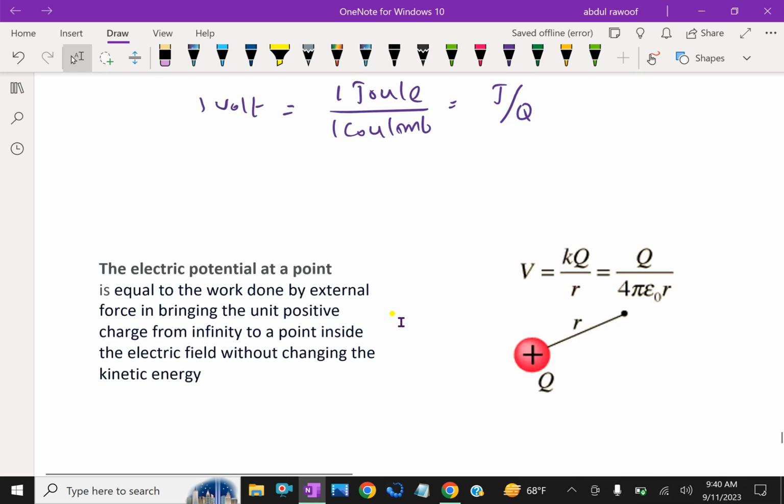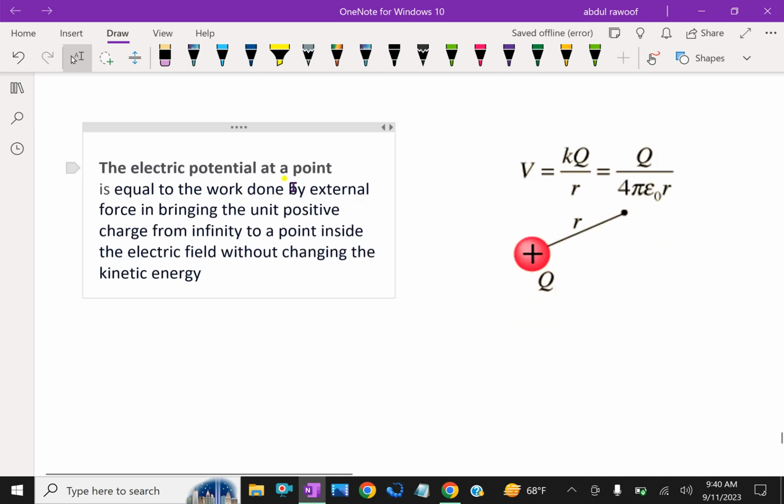Now we'll discuss electric potential at a point. It is equal to the work done by an external force in bringing a unit positive charge from infinity to a point inside the electric field without changing the kinetic energy. Look at here, V equal to KQ by R, where K is 1 by 4 pi epsilon 0. Therefore, V is Q by 4 pi epsilon 0 R, where Q is the charge and the distance R is the radius of the sphere.